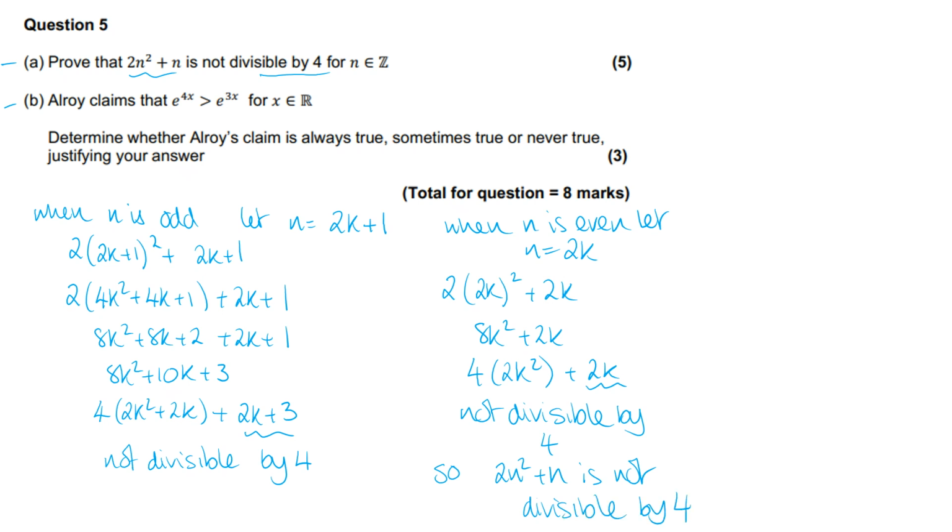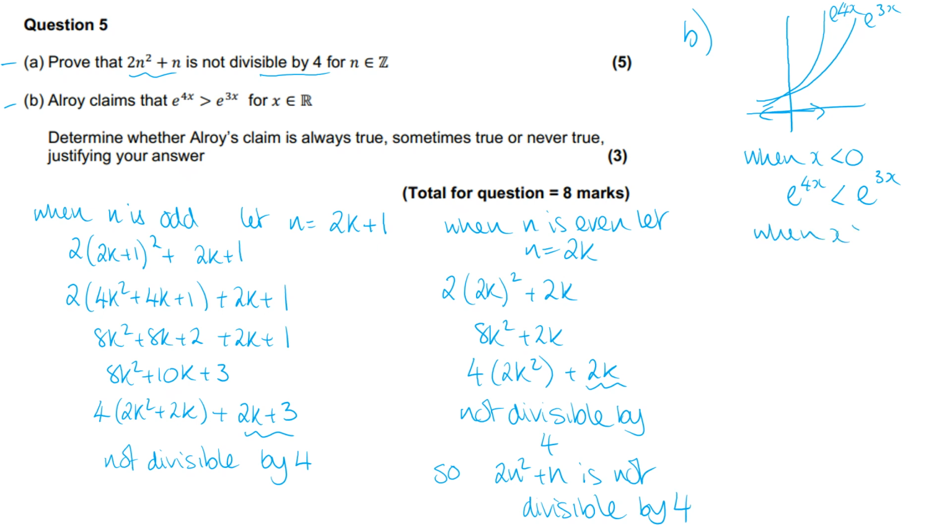Then for part B, this expression here, well, if you just think about the graphs, if we had e to the 3x, then e to the 4x would start off underneath and go above. So here, proved by exhaustion, we need to look at when x is negative and when x is positive. So when x is less than 0, e to the 4x is less than e to the 3x, and when x is above 0, e to the 4x is above e to the 3x. So it's sometimes true, but then the only point we've not looked at is here. So when x is equal to 0, e to the 4x equals e to the 3x. So it's only true for this bit here.